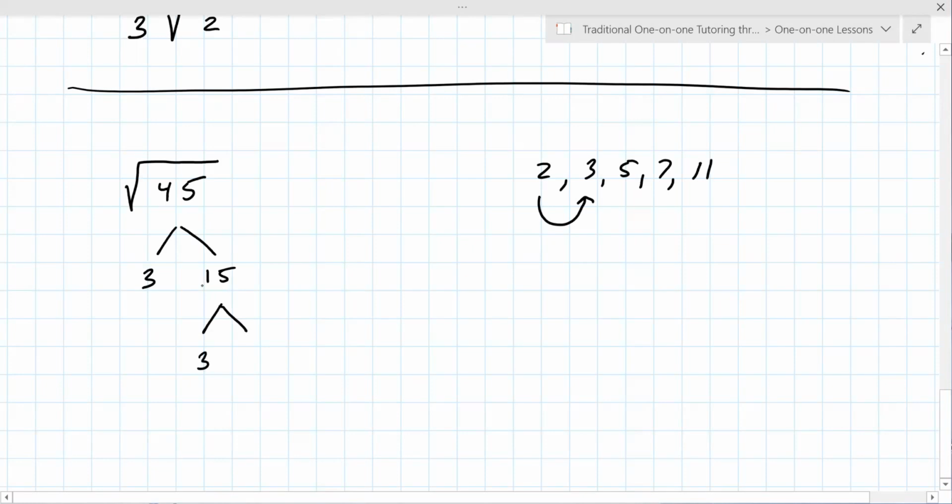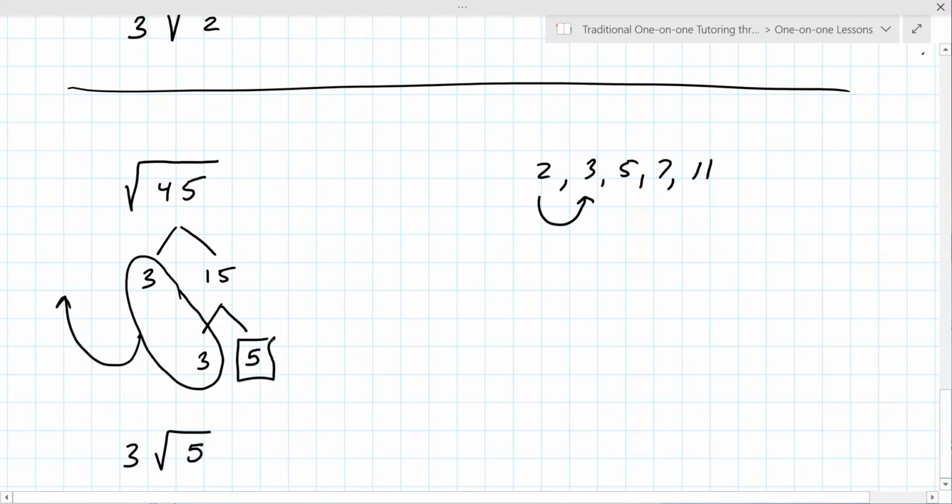Does 3 go into 15? Can 15 be divided by 3? Yes. Okay, what goes here? 5. So notice these are all prime numbers on the outside here. You have a 3 here, so you pull out a 3. So it's 3 square root of what's left over?